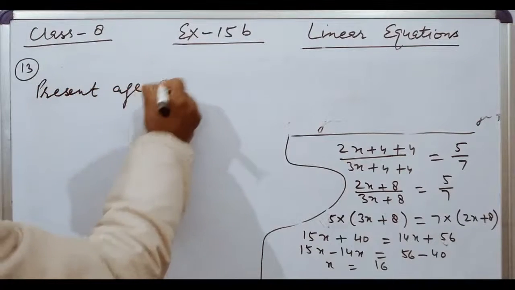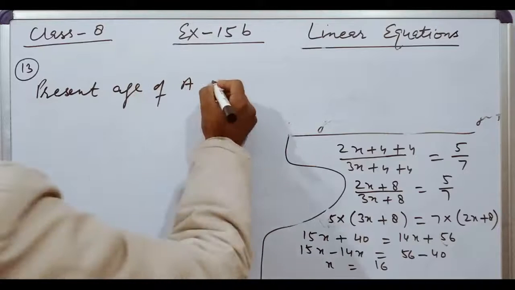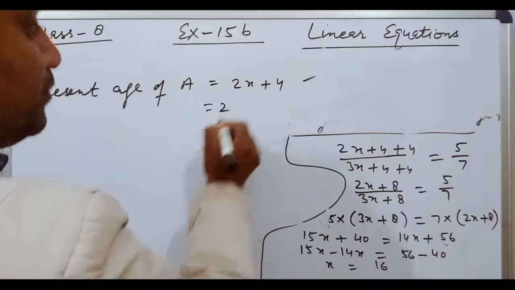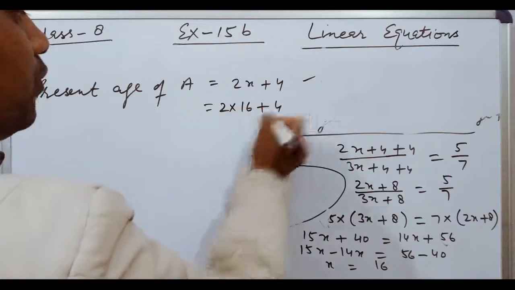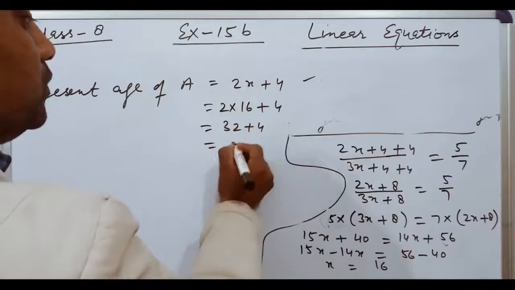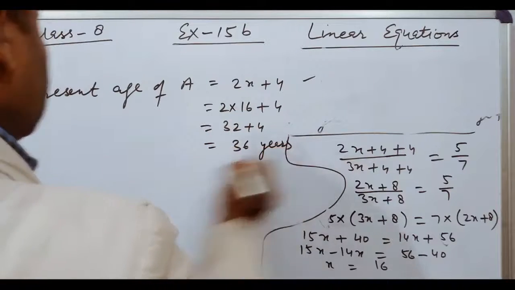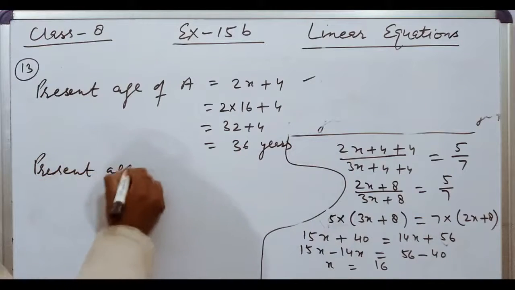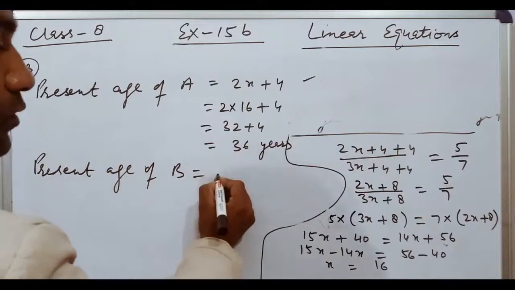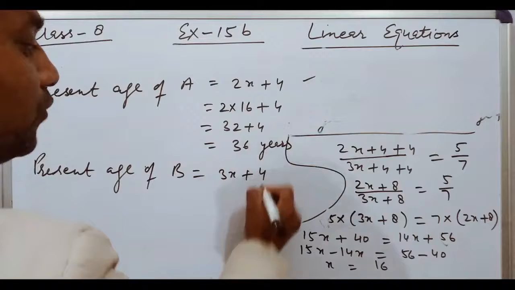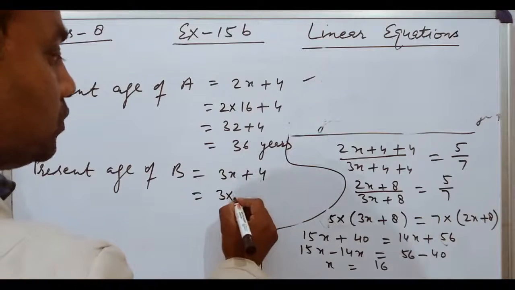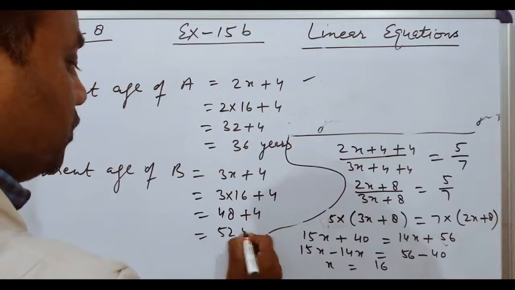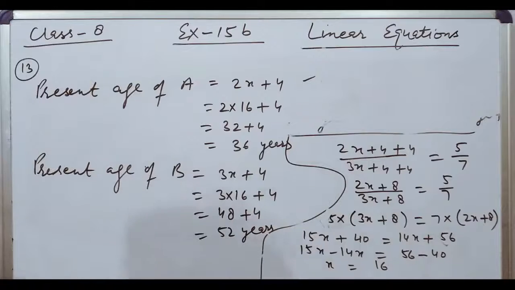Okay, present age of A equal to 2x plus 4. Now at the place of x you put 16 plus 4, then 32 plus 4 equal to 36 years. Present age of B equal to 3x plus 4. 3 into 16 plus 4, 48 plus 4 equal to 52 years. Okay, dear students, this is the answer.